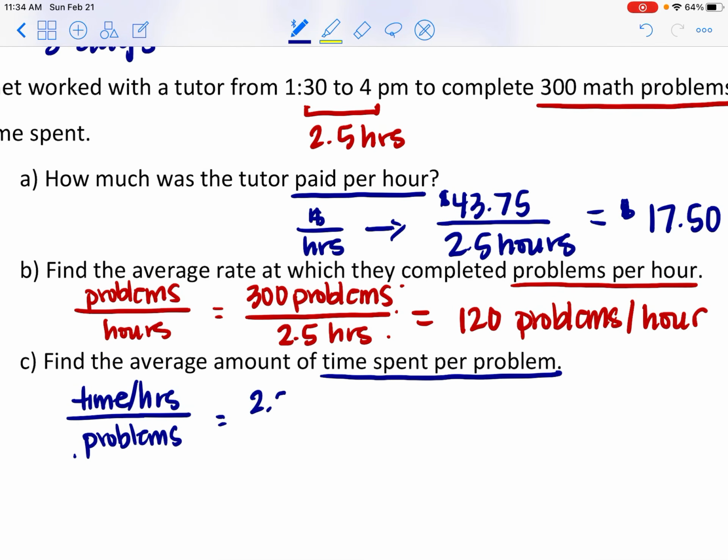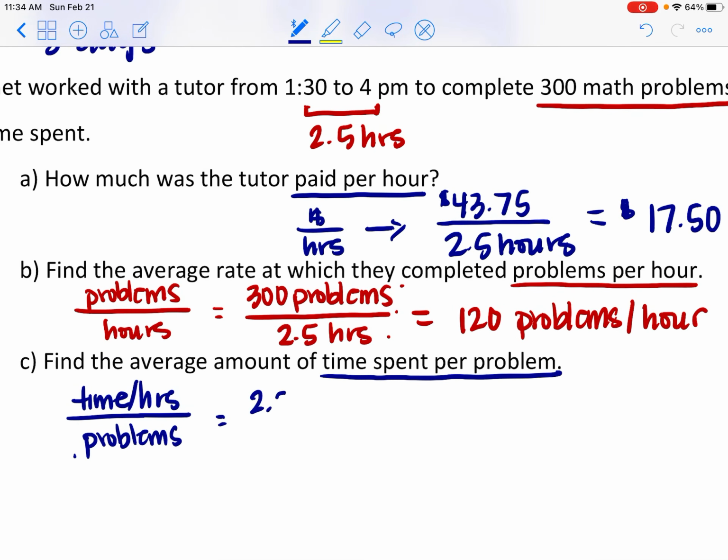Let's see if that looks a little nicer. 1 hour divided by 120 problems. Oh, look, same thing. But let's see. 1 hour for 120 problems. Maybe we could do... What can we do? How can we fix this?